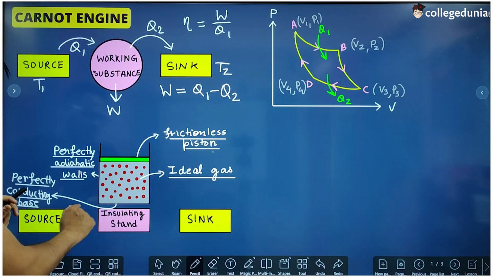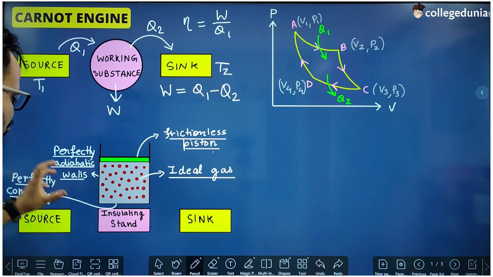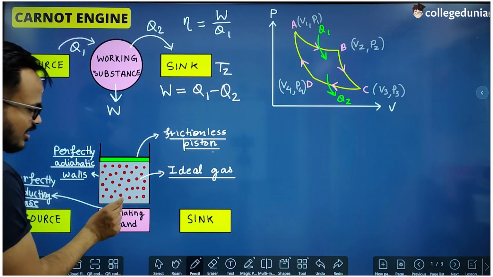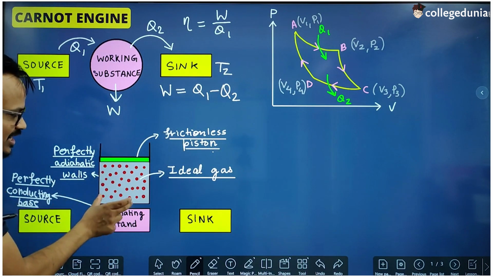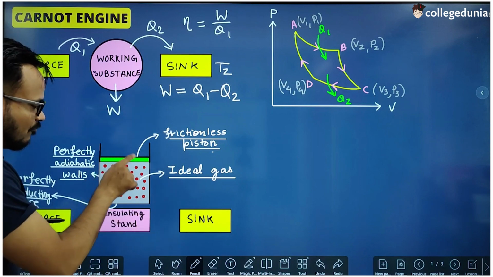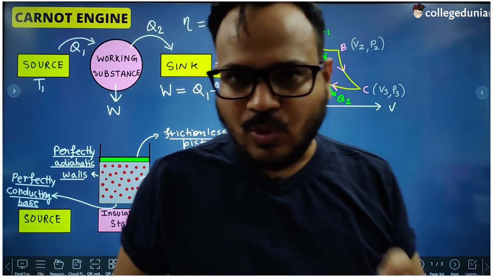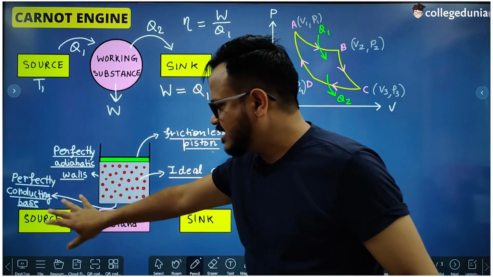There is an insulating stand. We will discuss the working and then we'll get to know the reason behind using this insulating stand in Carnot engine. And this is a cylinder, and in this cylinder a frictionless piston is attached which can easily move up and down, and the working substance in Carnot engine is an ideal gas, right? Working substance in Carnot engine is an ideal gas. So there are many assumptions.